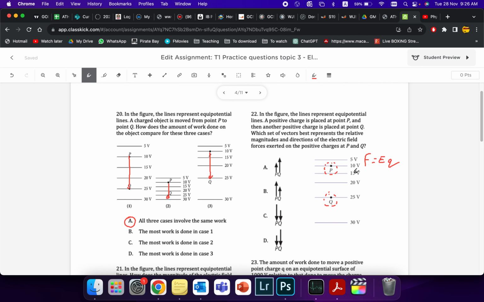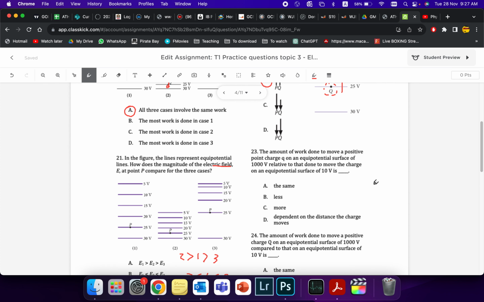This is the idea. So comparing P and Q, I can see that the field lines are closer together at P, so that means this will be a stronger field than Q. So I should have a bigger arrow for P and a smaller arrow for Q, and the direction, well, from plus to minus, it must be going up. So that means B is our best answer here.